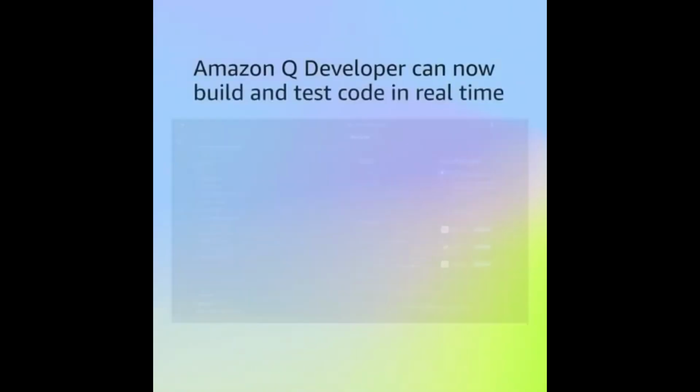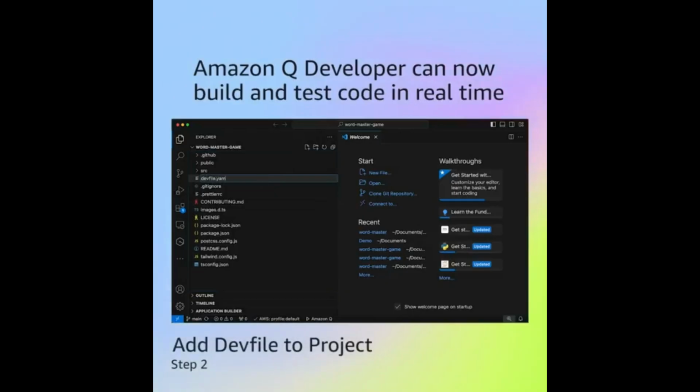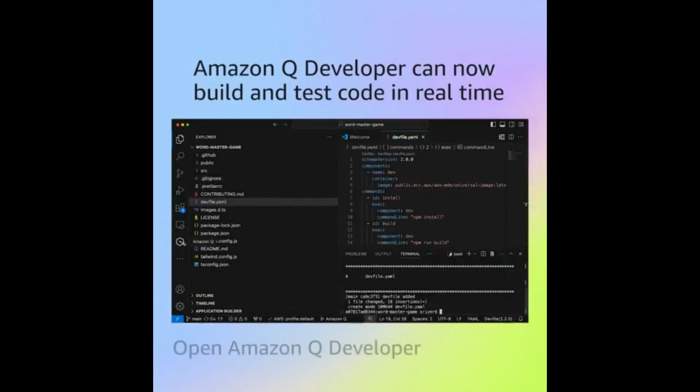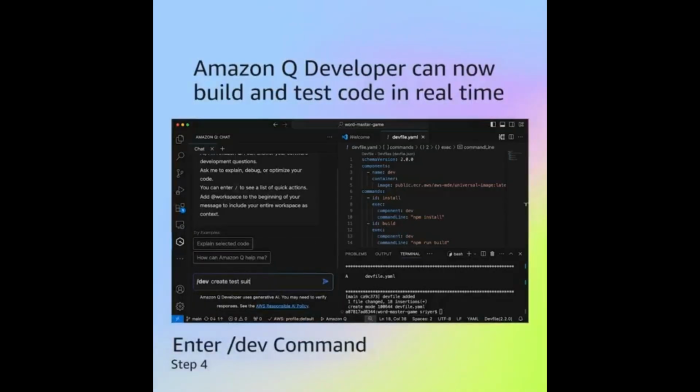What if your coding assistant could actually understand your project, collaborate with you, and make iterative improvements in real time? Amazon Q Developer CLI is here, and it's changing the game for developers.